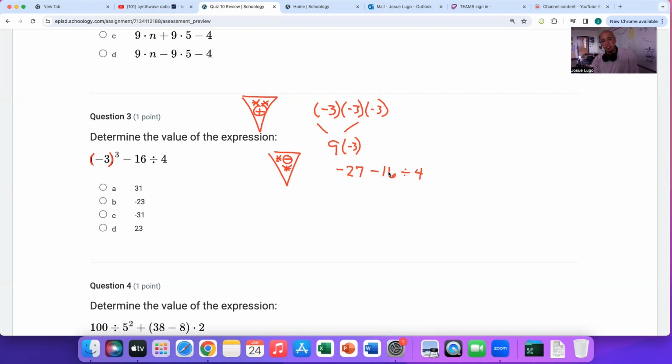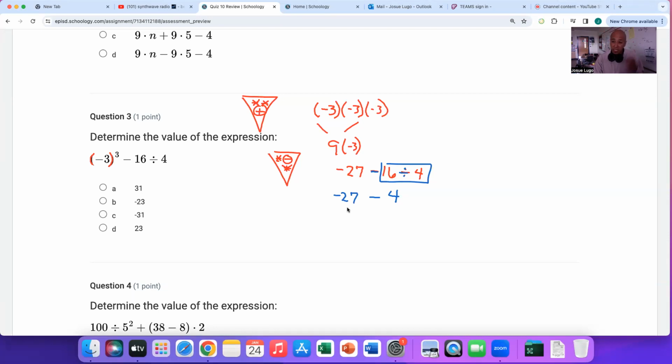Continuing, ladies and gentlemen, notice that I have subtraction and division. What must I do first? Obviously, I must divide. So 16 divided by 4, which you should know is 4. And now I'm going to bring everything down. Negative 27 minus 4. Now, I know you're going to be tempted to work this out, but ladies and gentlemen, let me remind you that we do not like to subtract with negative numbers.